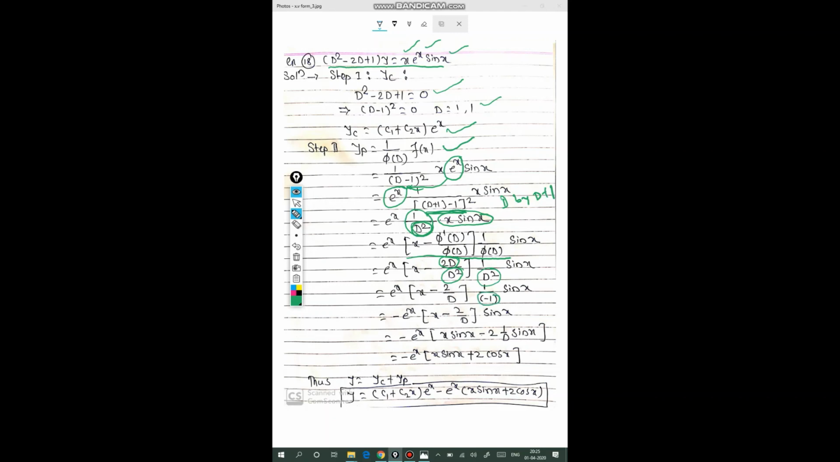In this case, you can replace minus 1 here also, but then you have to differentiate sin x. But right now I cancelled one of the D, so it is left 1 by D only. And 1 by D is the integration of sin x. Integration of sin x is minus cos x, so minus minus plus. And don't forget to write at the end yc plus yp as the complete solution. So that is about the second example.